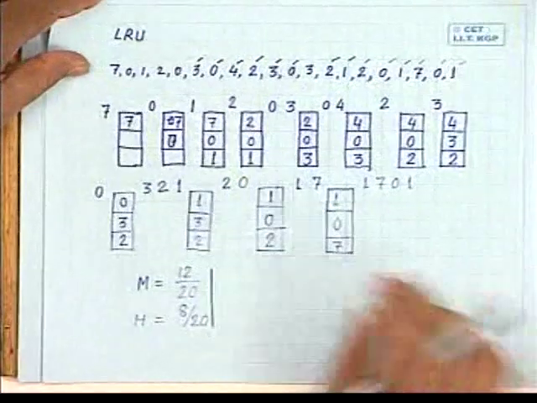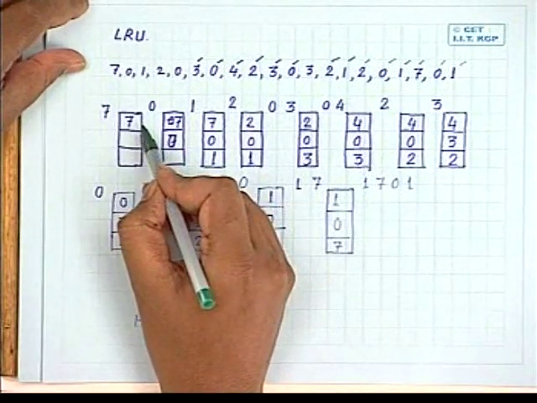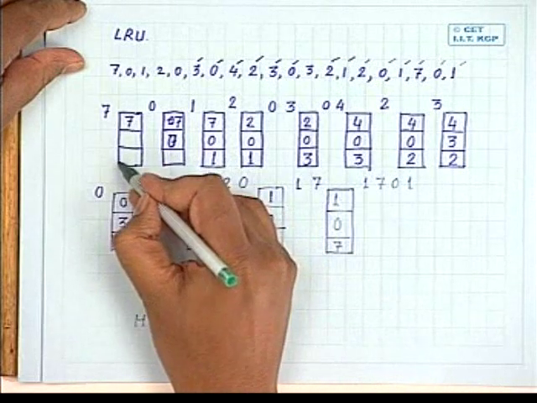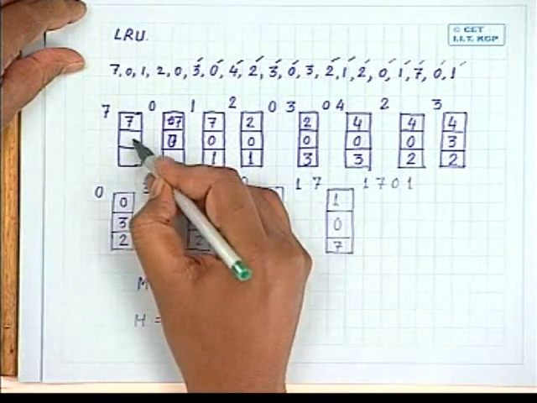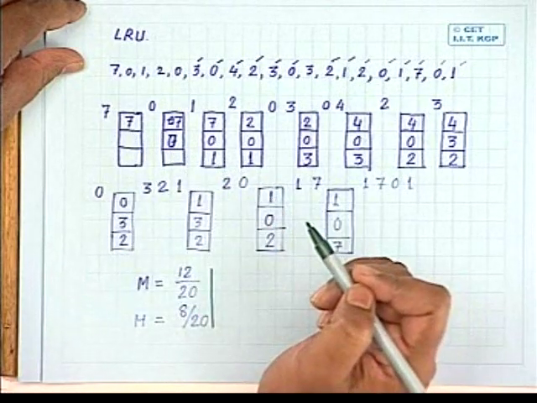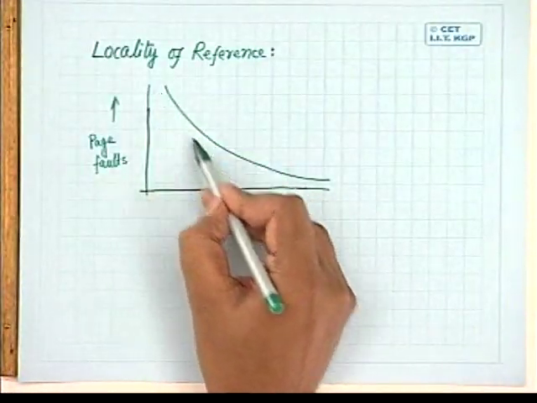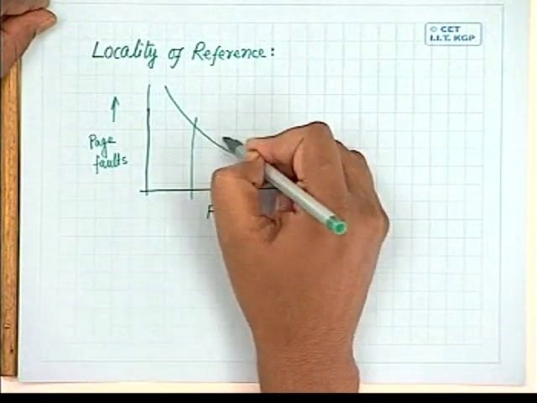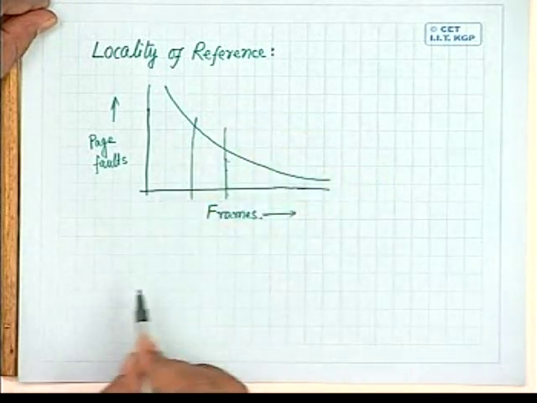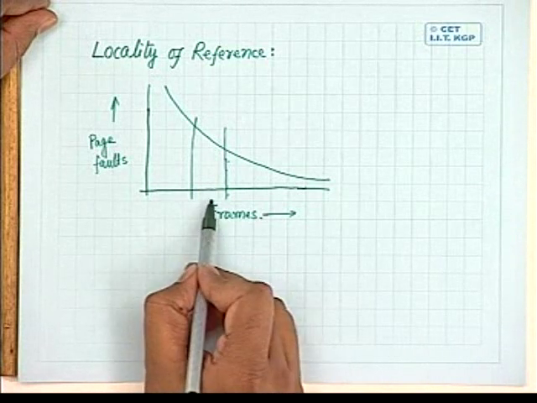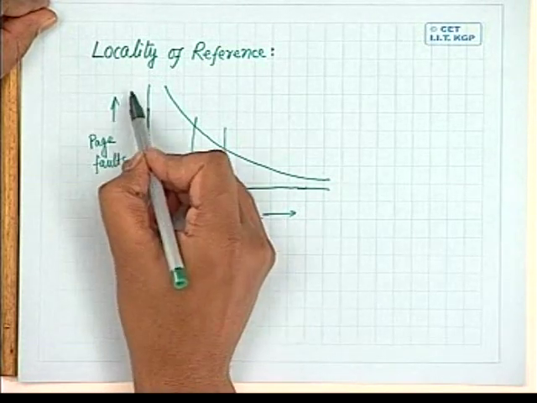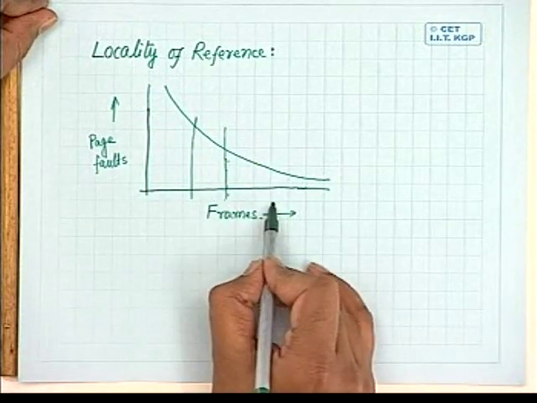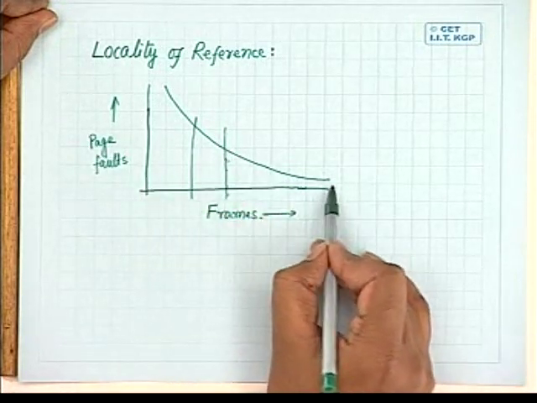If instead of having three frames, I have only one frame to accommodate the pages, then every time a new page is referred, there is a page fault. If I increase the number of frames, the number of page faults will decrease, and this will follow a trend like this. Here you find that there is some region, somewhere here. If you reduce the number of frames below this, the rate of increase of page faults is very high. Whereas if we increase the number of frames beyond this, the reduction in the number of page faults is not that significant.